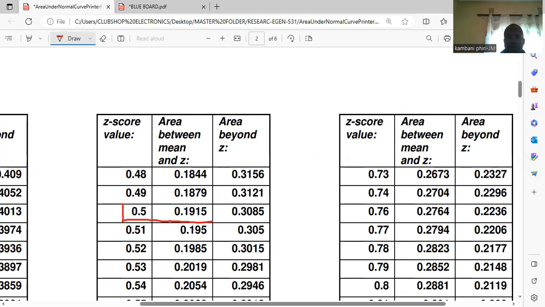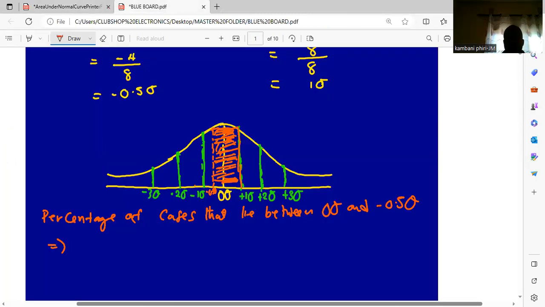The area between the mean and Z. So between the mean, in this case Z = 0, which is our mu, 0 sigma, and the Z, which is 0.5. This is what we have here. Not beyond, but between. So this is it, 0.1915.